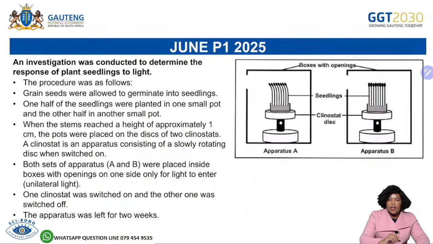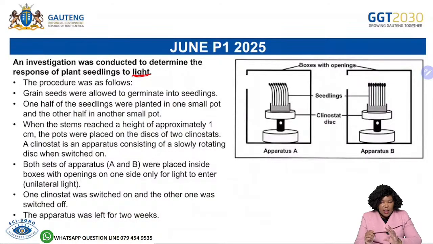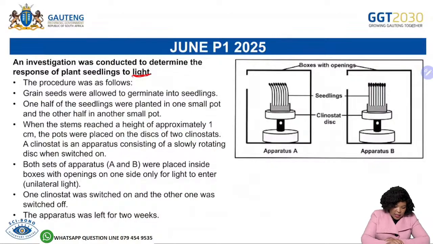Now let's take a look at what is happening here, because most of the questions in this topic are investigation type questions. An investigation was conducted to determine the response of plant seedlings to light. So already you see they have to respond to light. How did they conduct this experiment? The procedure was as follows. Grain seeds were allowed to germinate into seedlings. So now you have seedlings that have been germinated.